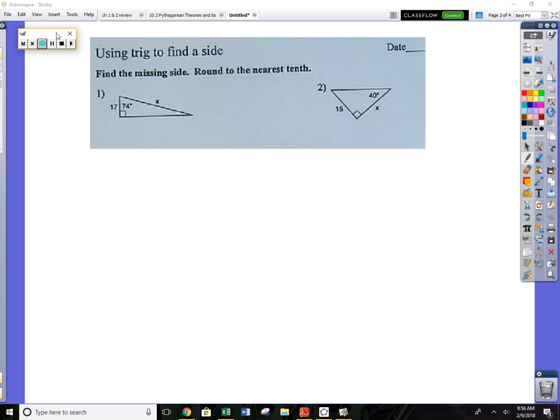Brooklyn Peterson loves pigs. And trigonometry. Pigs and trig.